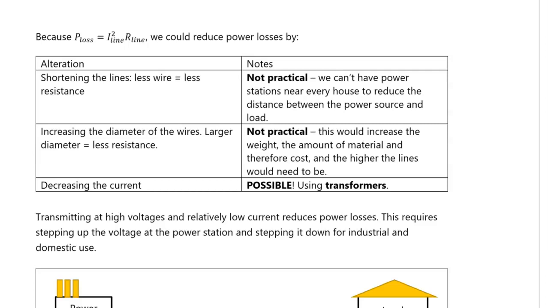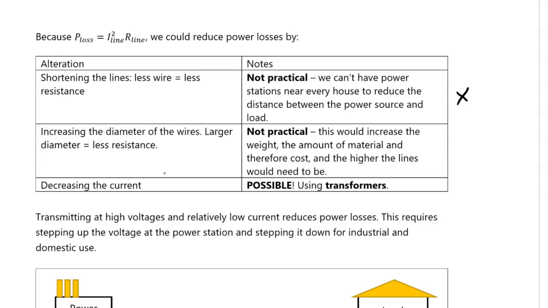So, number one, we could shorten the wires. So shorten the lines, less wire would be less resistance. Now the problem is this isn't practical. We can't have a power station near every single house to reduce the distance between the power source and the load. So as much as that would be a lovely idea, I don't particularly want a coal-fired power station right next to me. A wind farm would be pretty cool, but I don't think everyone would love having wind farms right next to every single house.